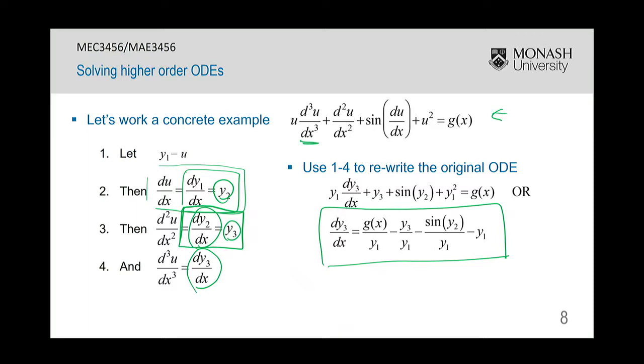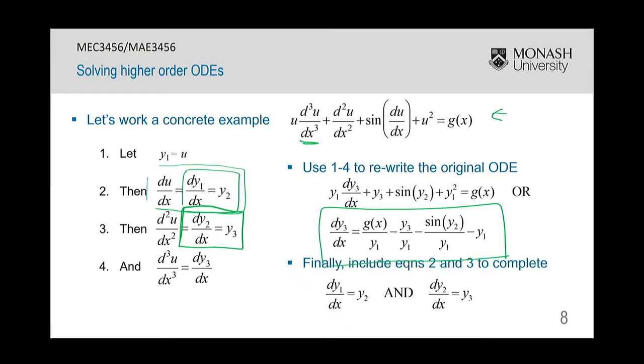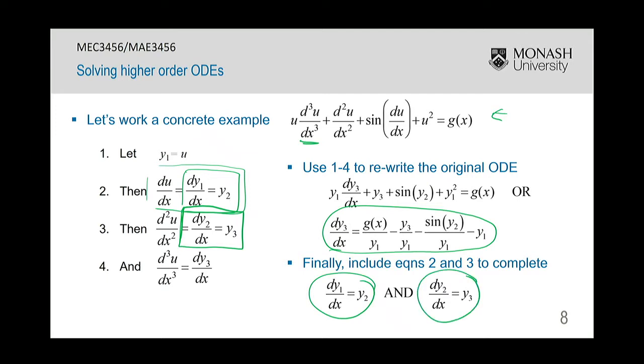Of course, we need the other ODEs that we calculated earlier. Those are those two that I've left there in the green boxes. So we need to include dy1/dx equals y2 and dy2/dx is equal to y3. So this equation here, this equation here, this equation here completes our set of three first order ODEs.